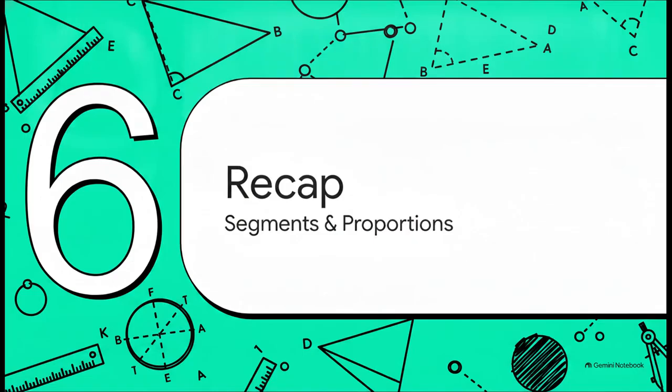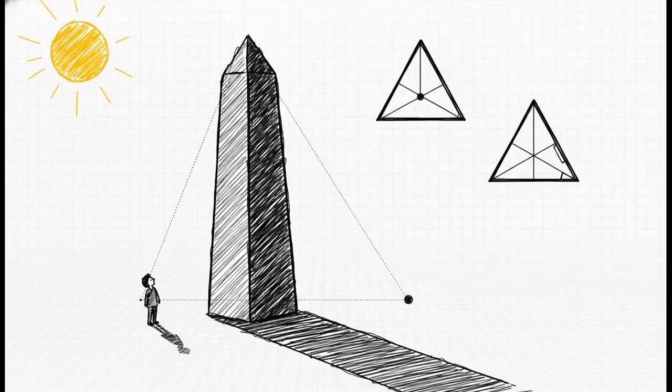And finally, Section 6. Recap. Segments, proportions, and measurement. Let's do a rapid-fire summary to lock this all in. First, medians split opposite sides in half. They meet at the centroid, and they follow a strict 2/3 distance ratio. Second, altitudes drop down at perfect 90-degree perpendicular angles and meet at the orthocenter.